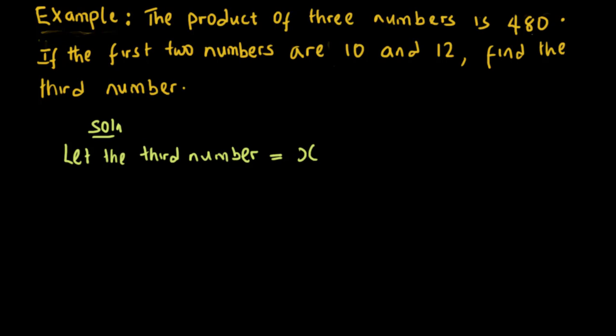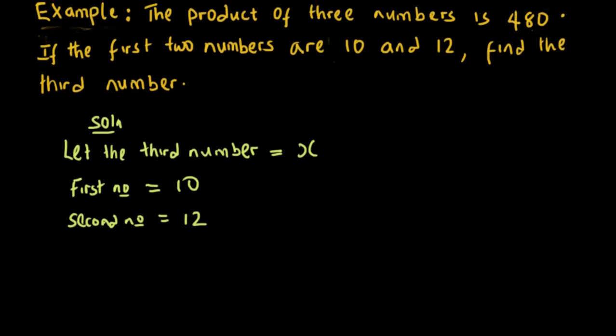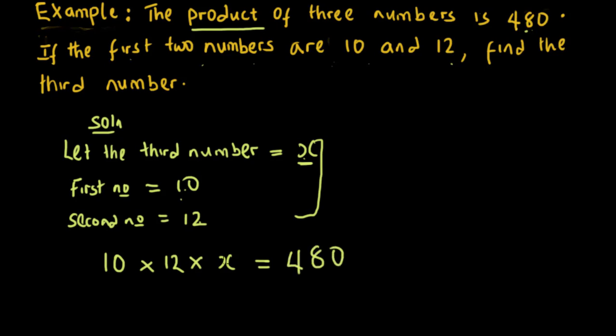If the first two numbers are 10 and 12, it means first number equals to 10, the second number equals to 12. Then we are told to find the third number. So let's do this. Remember, products means times, we are multiplying three numbers. We already know two of them, and then the third one is X. So the product of the three numbers, 10 times 12 times X, is what? 480. So we are expected to find X.